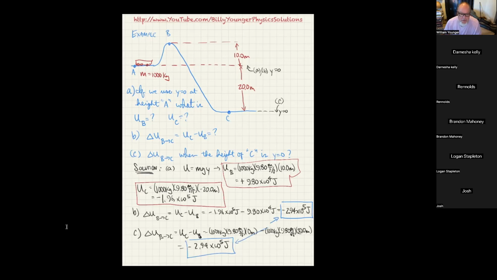And that's what we mean when I tell you that the change in potential energy is what matters. And now you see that the change in potential energy is the same for the two coordinate systems. Does that make sense to everyone?